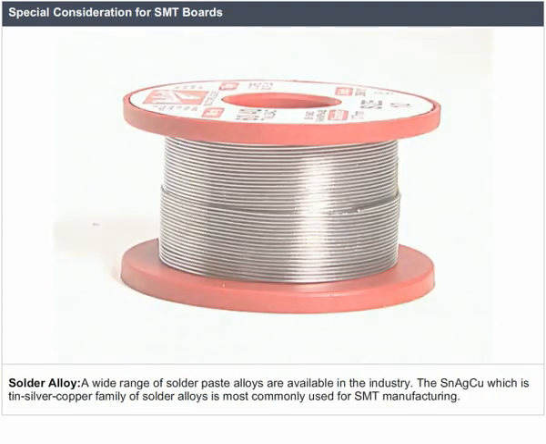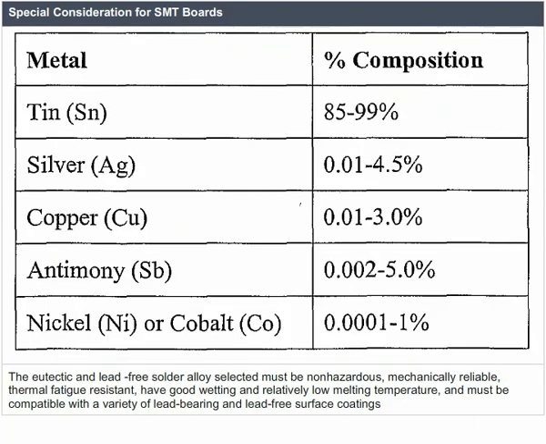Solder alloy. A wide range of solder paste alloys are available in the industry. The tin, silver, copper family of solder alloys is most commonly used for SMT manufacturing. The eutectic and lead-free solder alloy selected must be non-hazardous, mechanically reliable, thermal fatigue resistant, have good wetting and relatively low melting temperature, and must be compatible with a variety of lead-bearing and lead-free surface coatings.